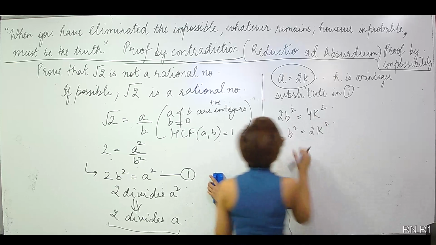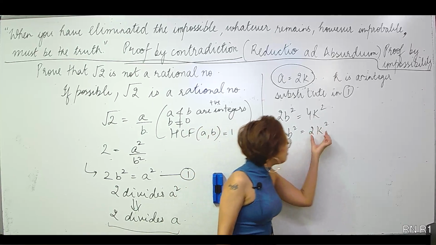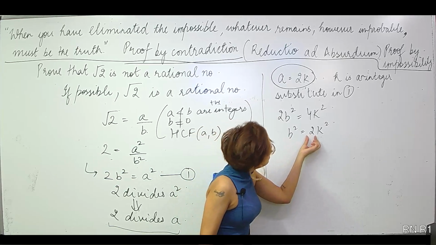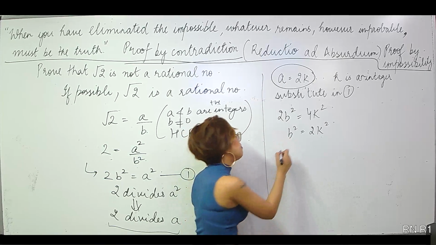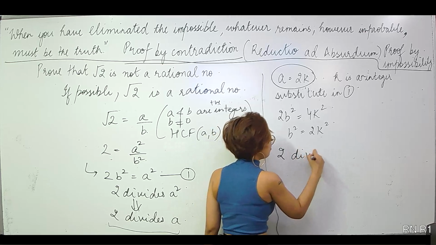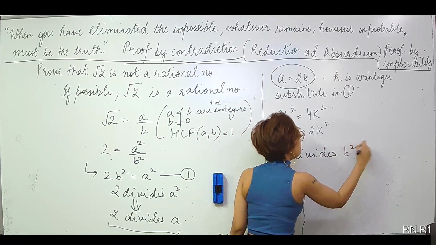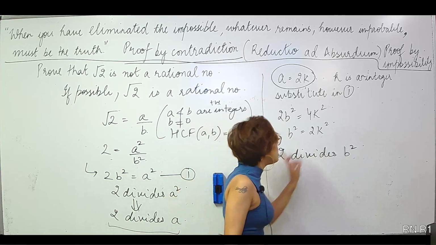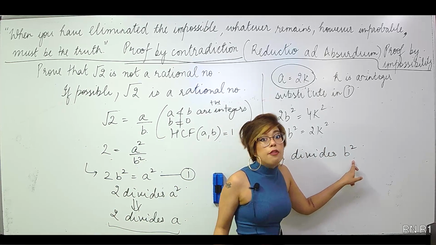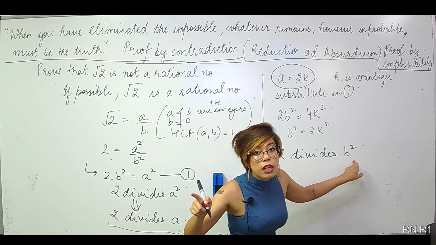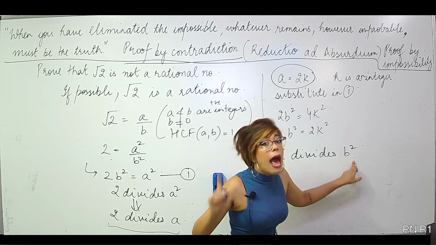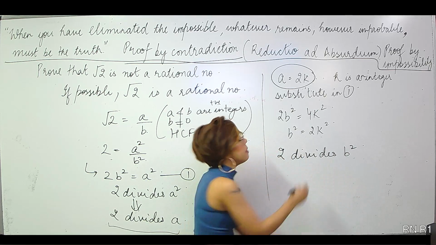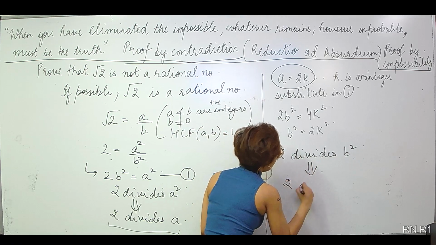Now again, left hand side is equal to right hand side, right? Whatever prime factors are here, they should be present over here. Now, 2 is here, that means 2 must be here. So that means 2 divides b square. Now, again on the same lines, if 2 divides b square, that means 2 is present in the prime factorization of b square. Will 2 be present in the prime factorization of b? Answer is yes. And if it is present, that means 2 divides b.